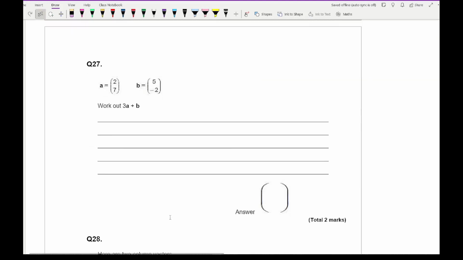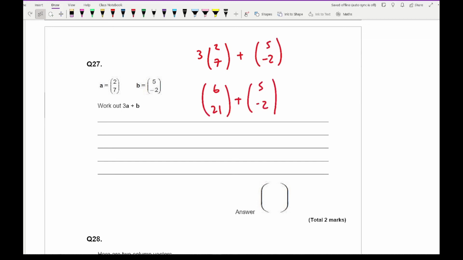Moving on to question 27, we want to work out 3A plus B. So we've got 3 lots of 2, 7, plus 5, minus 2. So 3 times 2 is 6, 3 times 7 is 21, plus 5, minus 2. So that then becomes 11 and 19.